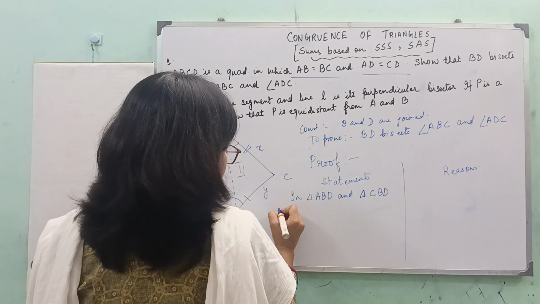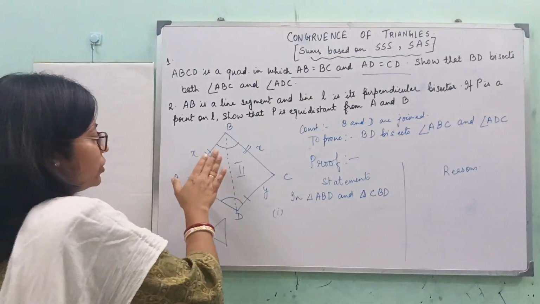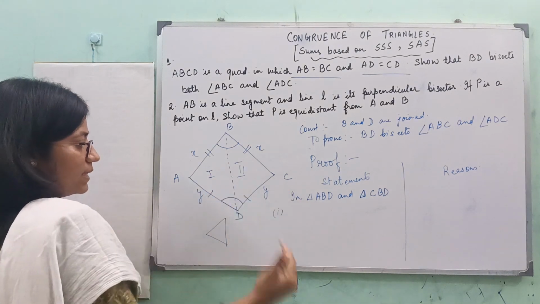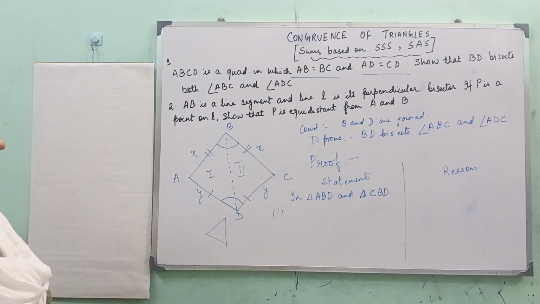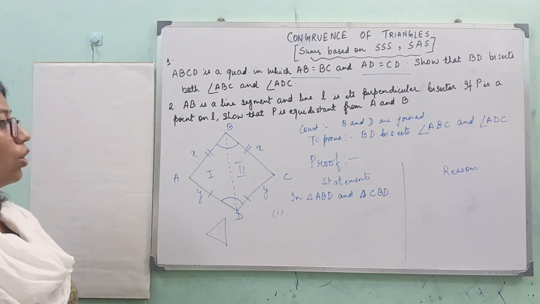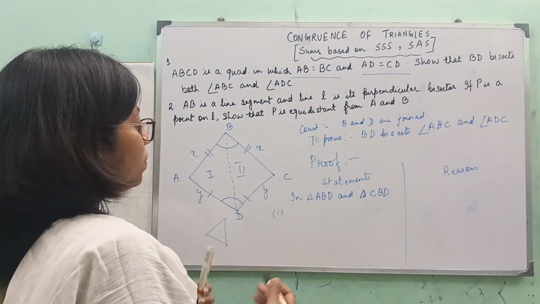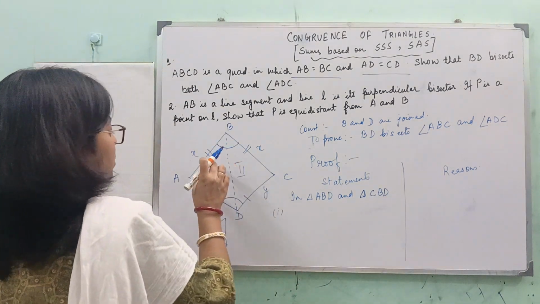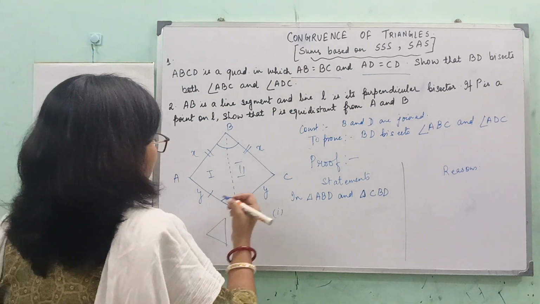So what are the things that we are going to check here for the congruency? You can see that this side x and x is the same, y and y is the same, and this side BD is common to both the triangles. So we can see that all the three sides of both the triangles are equal. That means the two triangles are going to be congruent using the rule side, side, side, because the three sides of this triangle and the three sides of this triangle are equal in their measure.